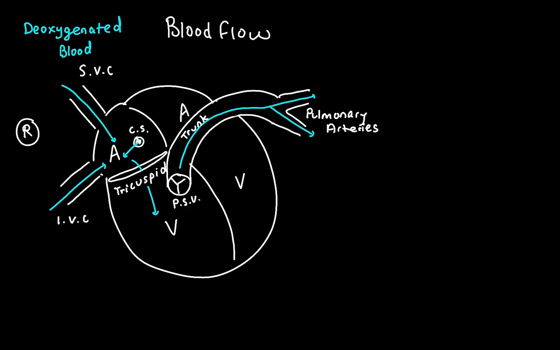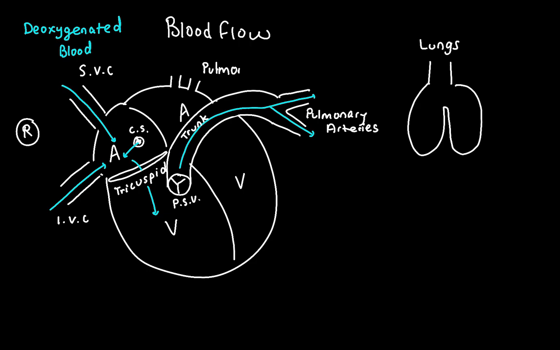Then that's going to come out here to the lungs. So it's going to come out here to the lungs. And then it's going to be oxygenated. So at the lungs, we're going to oxygenate this blood and it's going to re-enter the heart over here through veins. Anytime you have blood coming back to the heart, it's going to be called a vein. So these are your pulmonary veins.